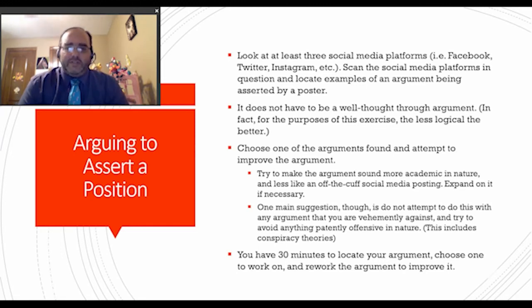One main suggestion, though, is do not attempt to do this with any argument that you are vehemently against, and try to avoid anything patently offensive in nature. Now, I'm going to say this includes conspiracy theories. So I would really strongly recommend not going down that rabbit hole.